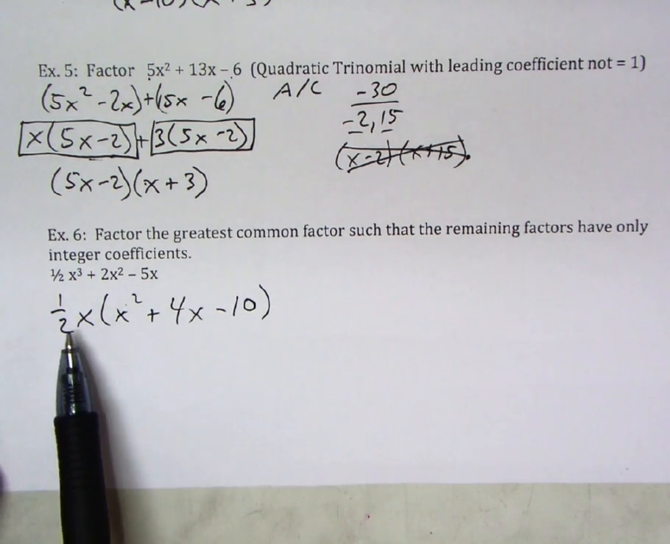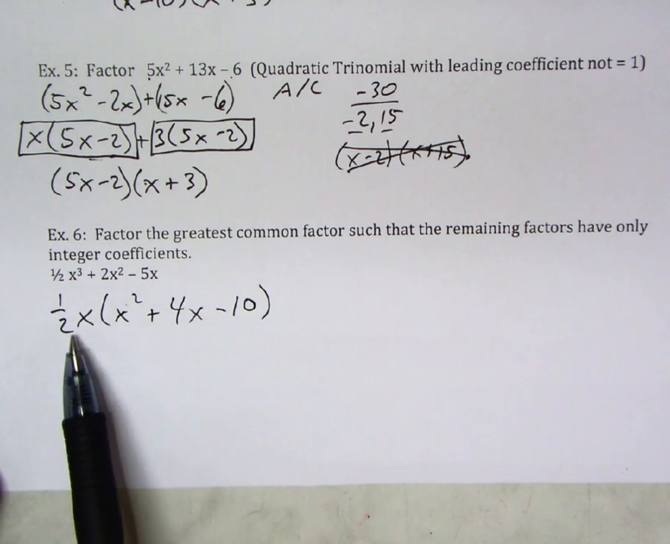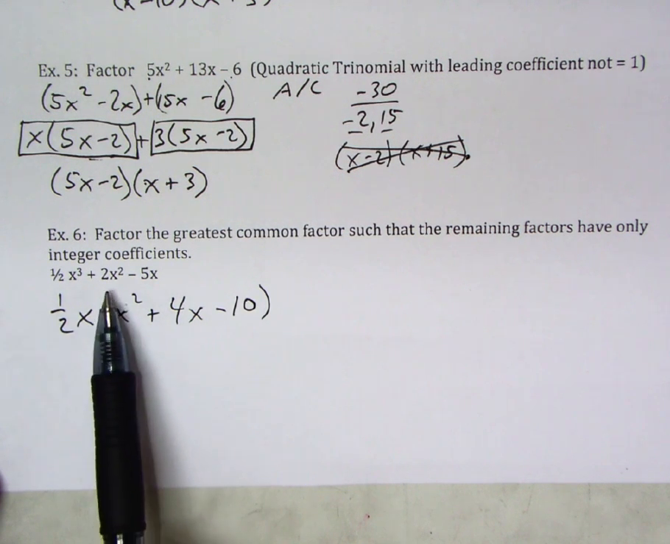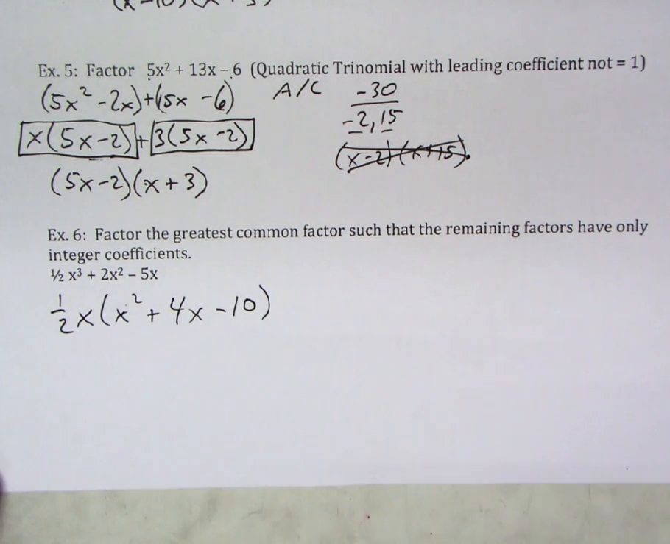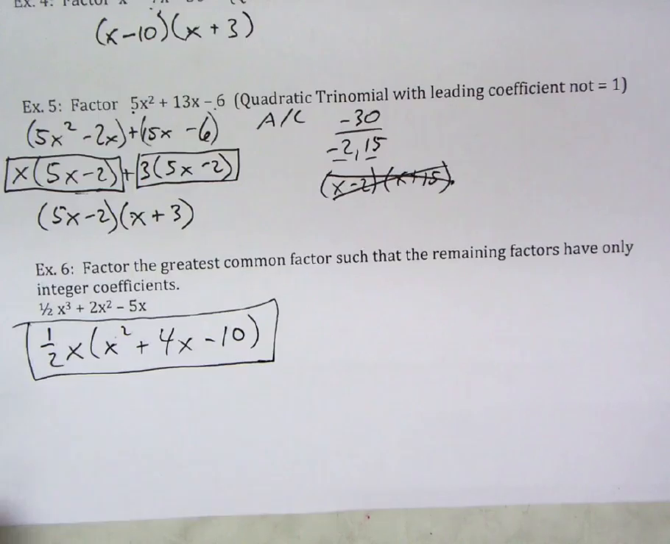And you can check. If I distribute this back through, I would get 1/2 x cubed, good, and then plus 2x squared, good, and then minus 5x. So that works out right there. All right, last 2.